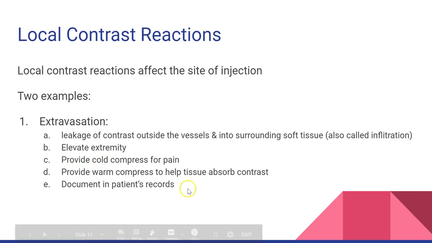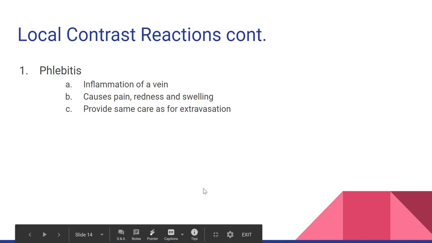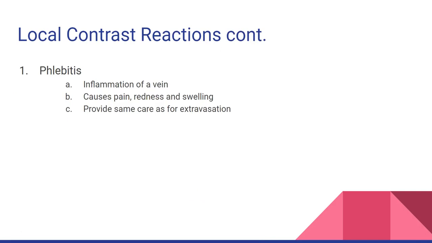The second type of local contrast reaction is called phlebitis, and this is very simply an inflammation of a vein. So the patient will have pain, redness, and swelling. And this isn't something that you're necessarily seeing right away. The patient may experience this the next day or later that day after they've already left your department. In any case, if you did notice anything like this, you certainly document it in the patient's records and then give them the same care as you would for extravasation. A cold compress will help with pain, instruct them to elevate their extremity, etc.